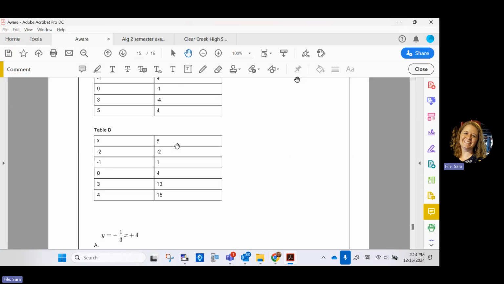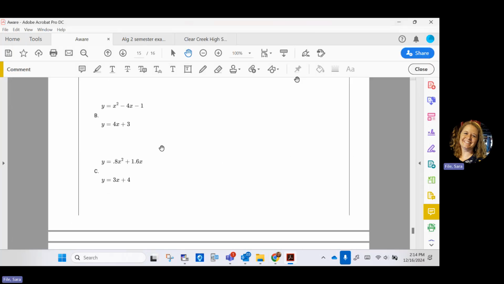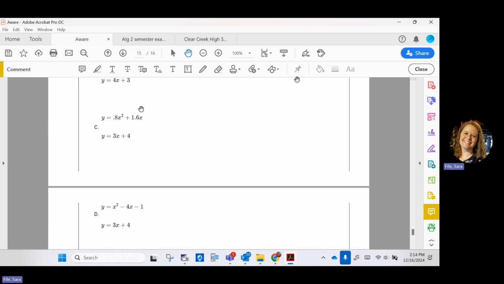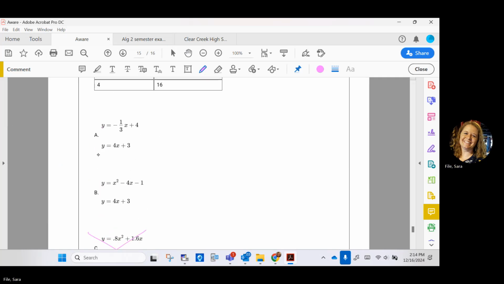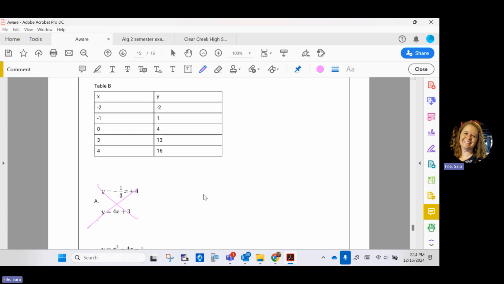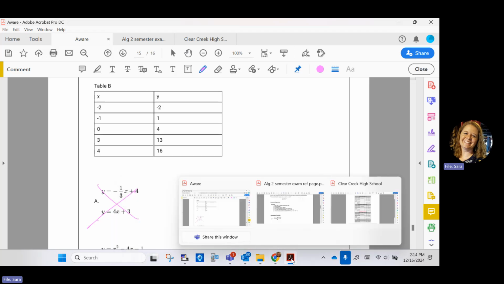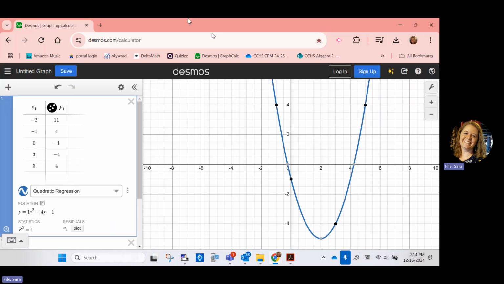So x squared minus 4x minus 1. That's in answer choice B and D. So we've narrowed it down to B or D. Okay, so we can eliminate, I don't know why my pen's not working here. Okay. Can eliminate A and C. All right, so now we'll just run the regression for table B and see which one has that correct.